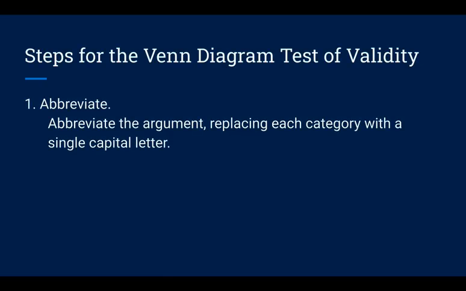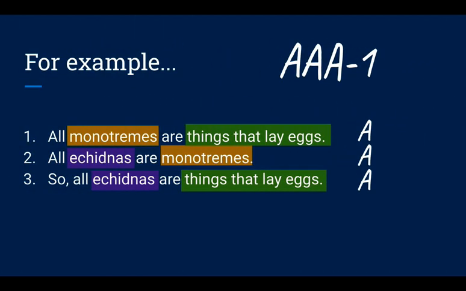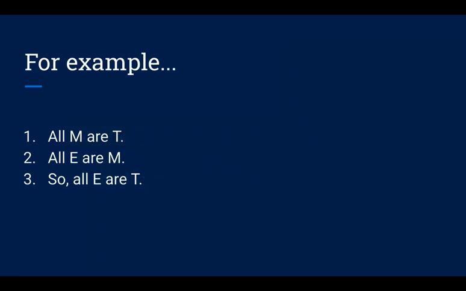Steps for the Venn diagram test of validity. Number 1, abbreviate. Abbreviate the argument, replacing each category with a single capital letter. For this example, I'm going to use an argument that we've already covered. We already know it's valid, but it's already in standard form for us, so we get to skip a couple of steps here. Okay, what we have to do now though is replace monotremes and things that lay eggs and all those things with just a single capital letter. Very simple, like this. Done.